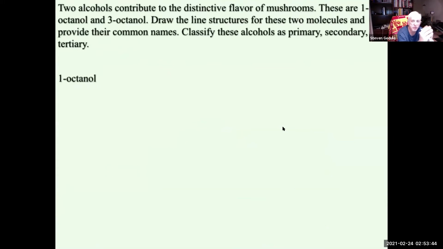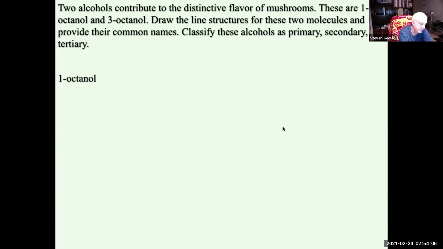2 alcohols contribute to the distinct flavor of mushrooms. Okay. They are 1-octanol and 3-octanol. Draw the line structures of these 2 molecules and provide their common names. Classify the alcohols as primary, secondary, or tertiary. So 1-octanol. Okay. How many carbons does 1-octanol have?